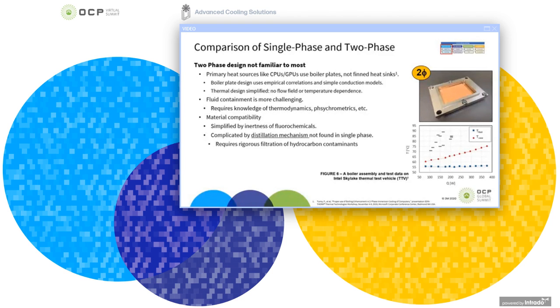The tanks are generally designed to operate at atmospheric pressure, and keeping them there requires knowledge of thermodynamics and psychrometrics that most of us have forgotten since school. Material compatibility, in a way, is simplified because the fluorochemicals are very inert, but it's also complicated by the fact that we are essentially distilling the fluid on every one of these processes. Any non-volatile contaminants that are dissolved in the fluid can precipitate by distillation on the boiling surfaces, and these can foul the surfaces, hindering thermal performance. So fluid hygiene is extremely important in two-phase applications.